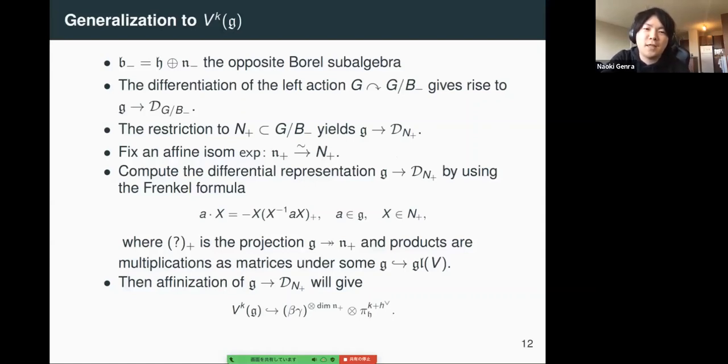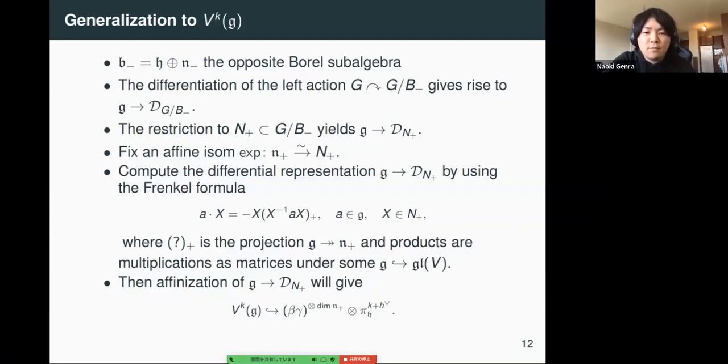Now we put B minus. B minus is the opposite Borel subalgebra, and we consider the differentiation of the left action of G on the flag variety G over B minus, and this induces a Lie algebra homomorphism from the Lie algebra G to the differential ring D, the differential ring over the flag variety G over B minus. And we consider the restriction to the large N plus. This is in fact the open dense part of this flag variety, and this is the Lie algebra homomorphism from G to the differential ring on the coordinate ring of N plus.